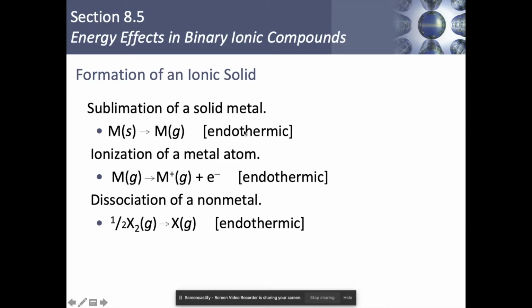And just a reminder what that means: energy goes into the system. And that makes sense, right? In order to turn a solid into a gas, you have to apply a certain amount of energy to your metal for that to happen. What about ionizing a metal? Now you're going from a gas to an ion, which means that you're adding enough energy to remove an electron from that. And so ionization is also endothermic, requires an absorption of energy.